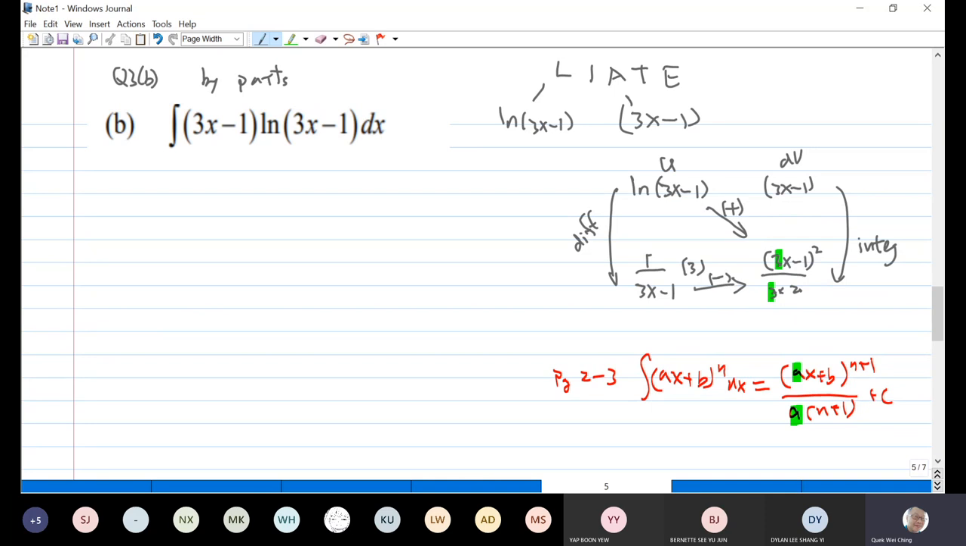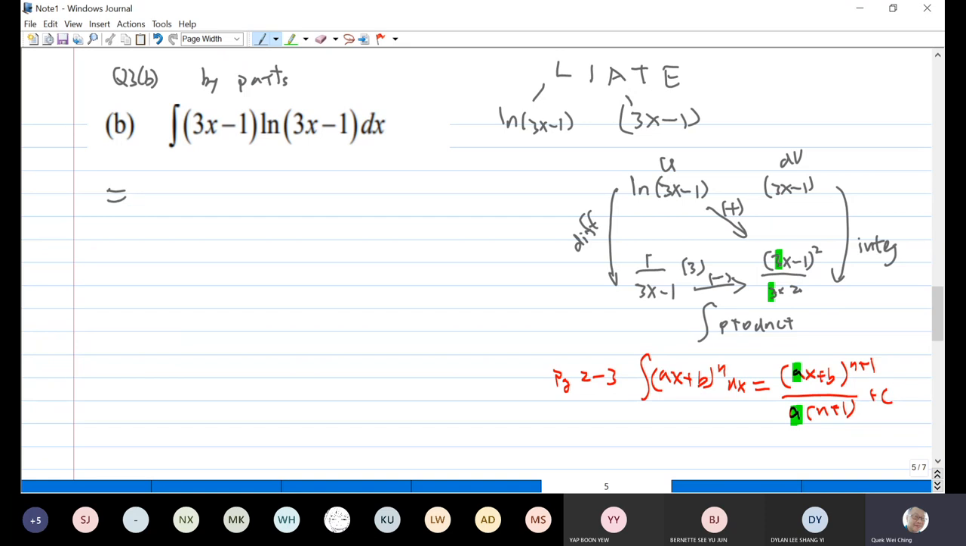So when you do the horizontal arrow, you have the product integration here. Okay, product integration when you do this. So what does it mean? So you can write out the answer now.